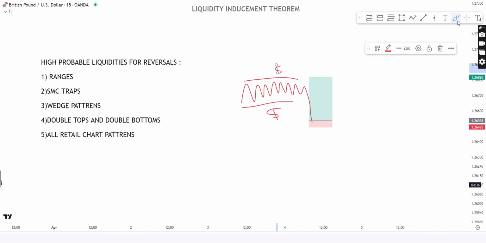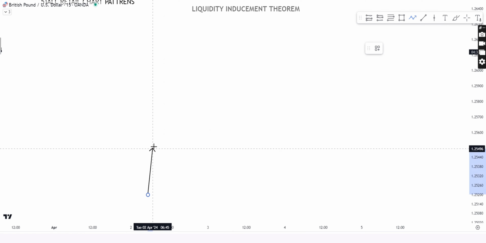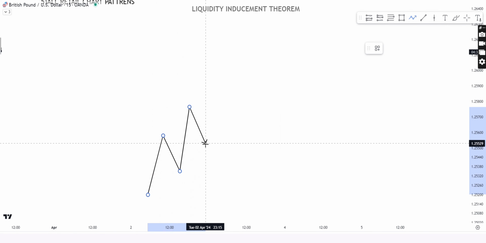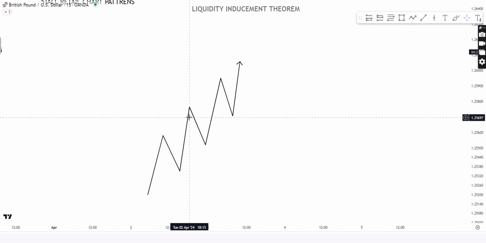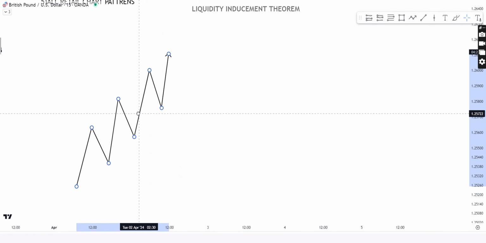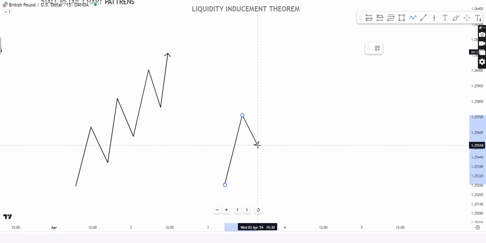And what are SMC traps? A lot of traders think the market obeys a form of structure. The market consists of a form of structure like this. It's completely wrong. The market doesn't consist of any structure. The market moves however it wants and it moves from liquidity point to liquidity point. The market moves like this.